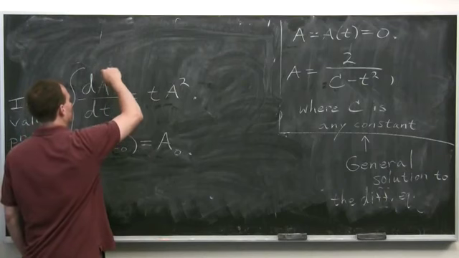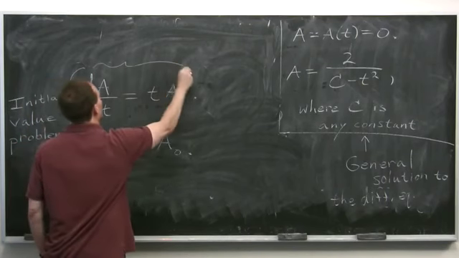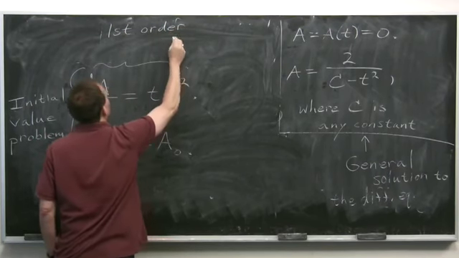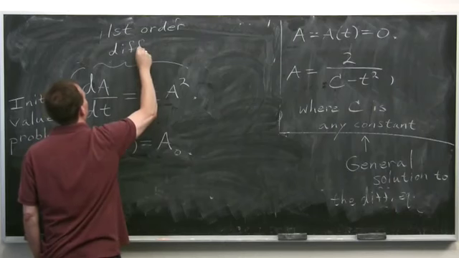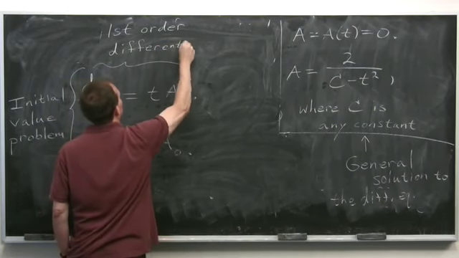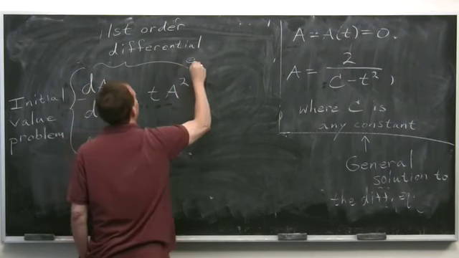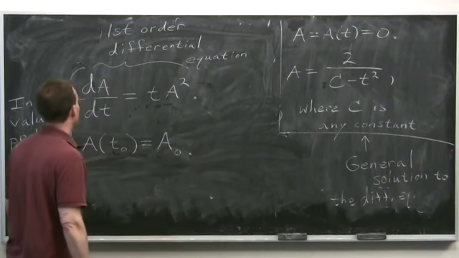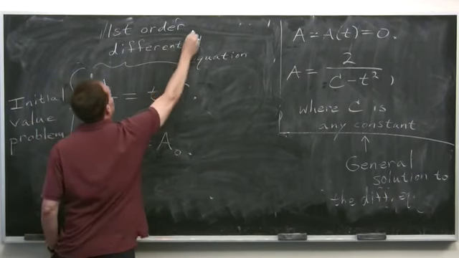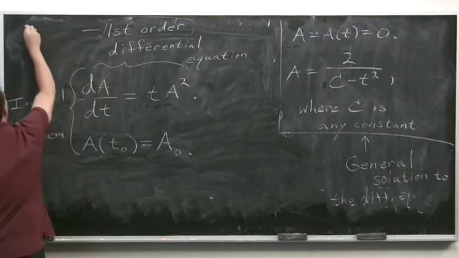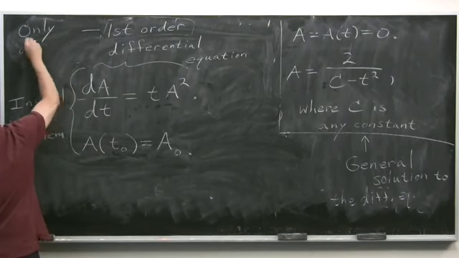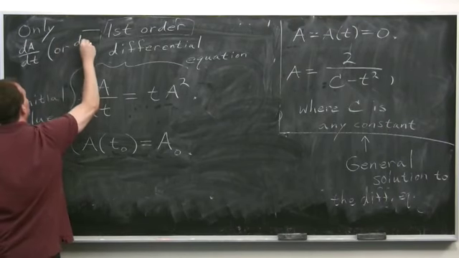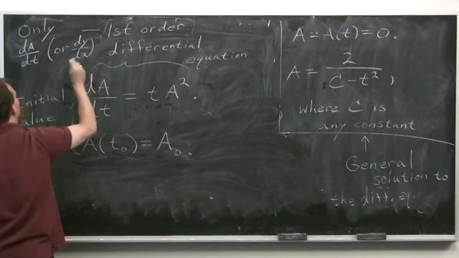This, by the way, I should have said this. This kind of differential equation is called a first order differential equation. It just means the order is the highest power of the derivative you see in the differential equation. And in this introductory chapter on differential equations, we're only going to look at first order equations. So that means only the first derivative is involved: dA/dt or dy/dx or something. Only first derivatives, no second derivatives, no third derivatives.